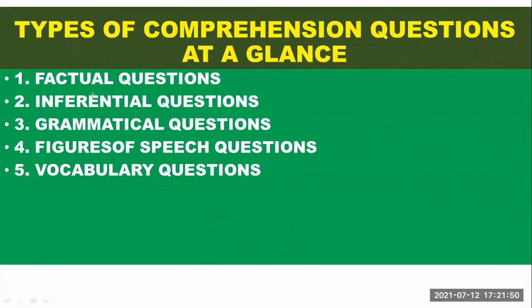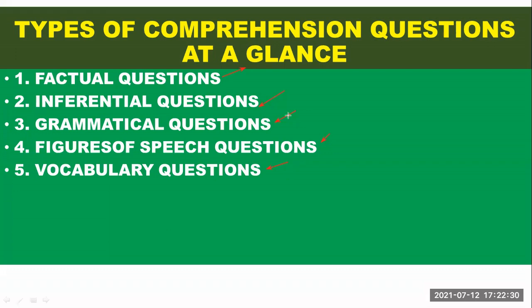All right. Factual questions. Number 2, inferential questions. Number 3, grammatical questions. Number 4, questions on figures of speech. Now, number 5, vocabulary questions, or what we can call questions on contextual synonyms. Some people call it questions on replacement of words.